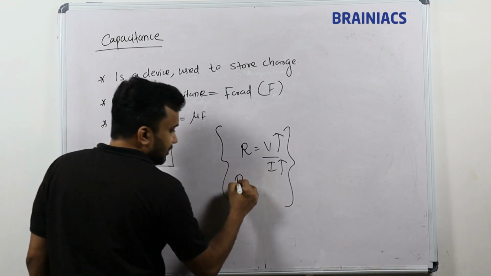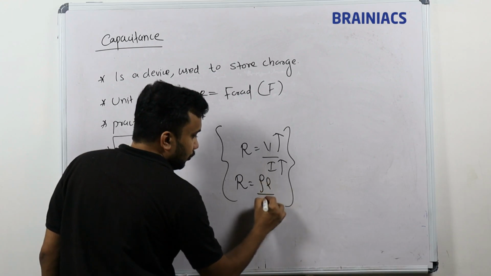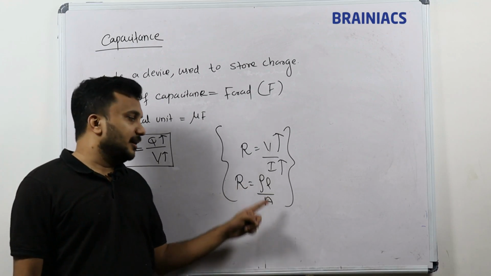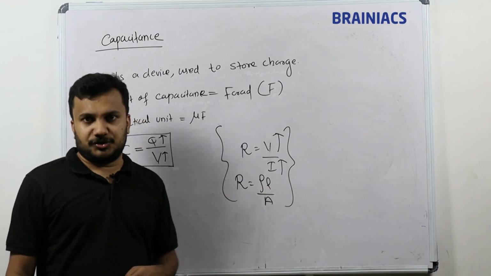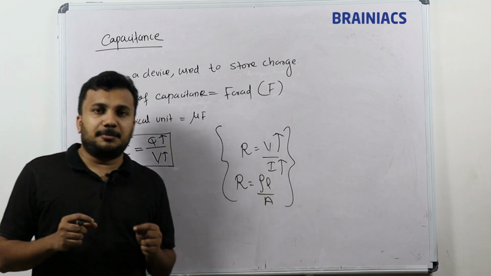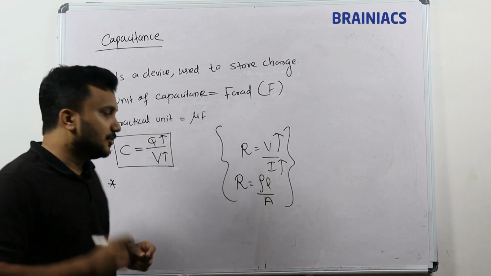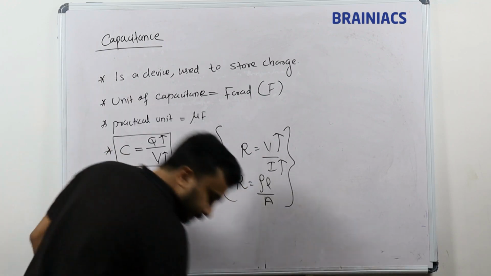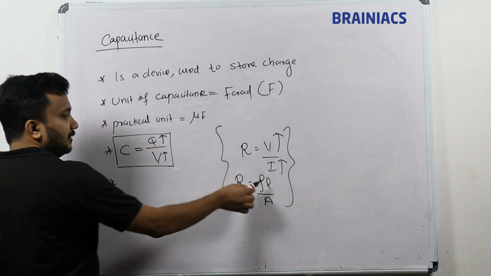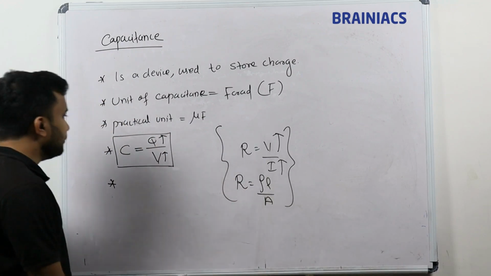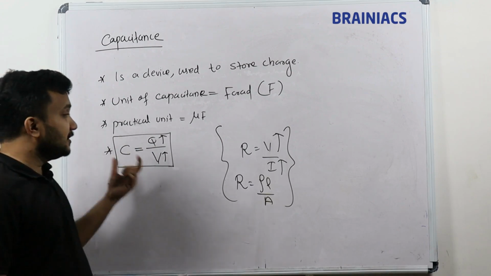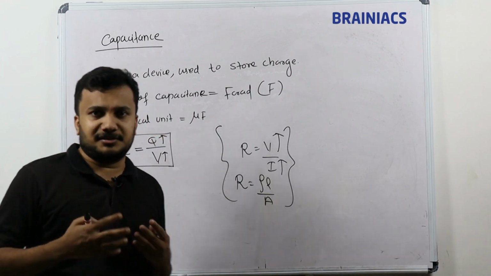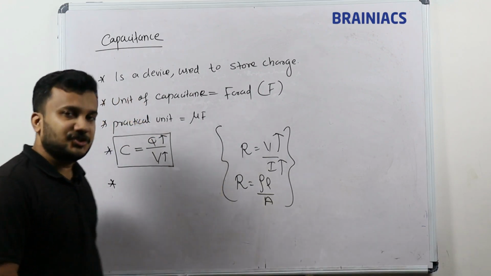For example, for resistance, you have learned an equation, R is equal to rho L by A. L is the length of the conductor, A is the area of cross section. These are the physical properties of the conductor. Similarly here, we have certain physical quantities like area of the conductor, length of the conductor, and separation. So many physical natures affect capacitance.